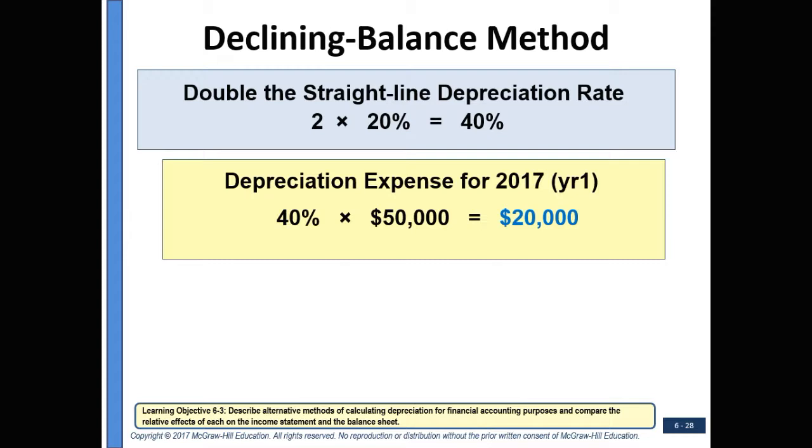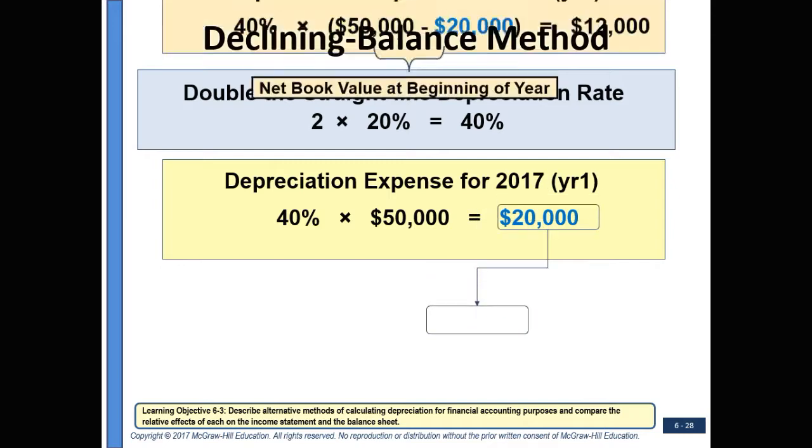This method always uses net book value at the beginning of that year. Net book value is determined by subtracting your accumulated depreciation from the original asset cost. To calculate the 2017 depreciation expense, we multiply the asset cost of $50,000 because it has yet to experience any depreciation, so it's still at full cost, by 40%. The depreciation expense equals $20,000.